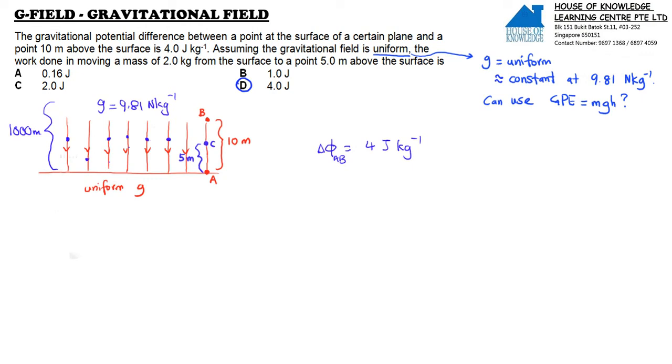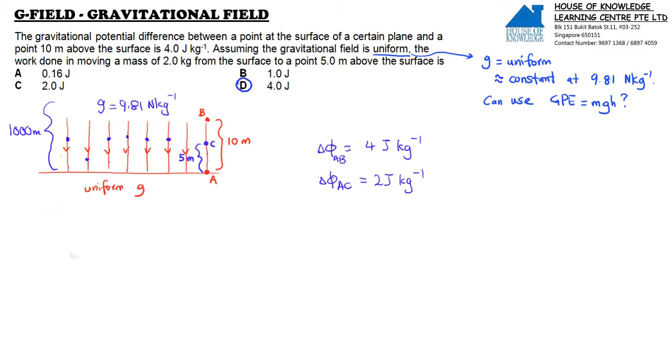Now the question asks, what is the work done in moving a mass from the surface of the Earth at A to C, which is 5 meters above the ground? In this case, we know that the potential difference between A and B, which is 10 meters above, is 4 joules per kilogram. What about the potential difference from A to C? Is it 2 joules per kilogram, just half of it? Yes, it's just 2 joules per kilogram.